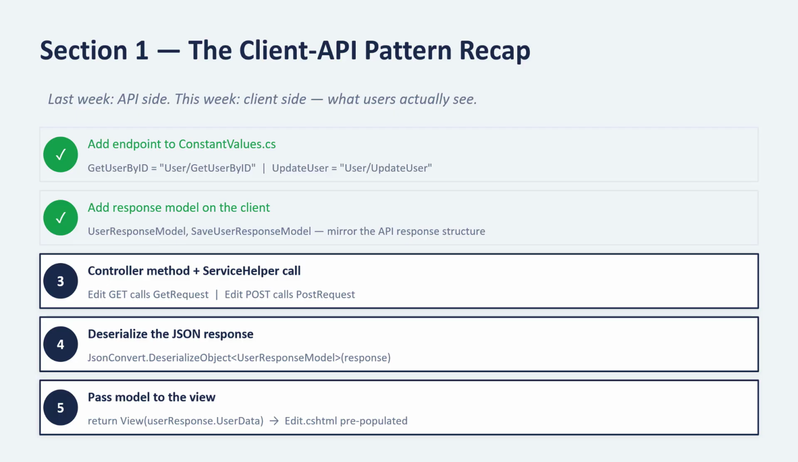Step 3 is the controller method calling service helper, one get method, one post method. Step 4 is deserializing the JSON string into a typed model. Step 5 is passing that model to the view and rendering it. Notice the pattern is really always the same shape, regardless of what feature we're building. And every time we add a new client feature this semester, run through these 5 steps. And hopefully by the end of this course, they feel pretty automatic.